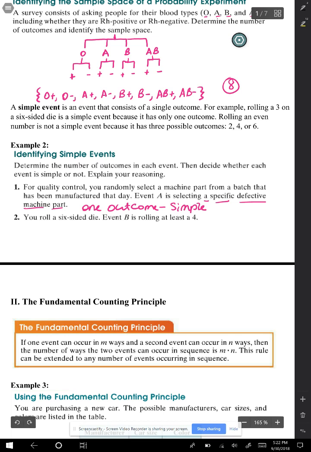On number 2, it says you roll a 6-sided die. Event B is rolling at least a 4. Well, at least a 4 could be a 4, a 5, or a 6. So there are 3 possible outcomes here. And since there's more than one outcome, it's not simple.